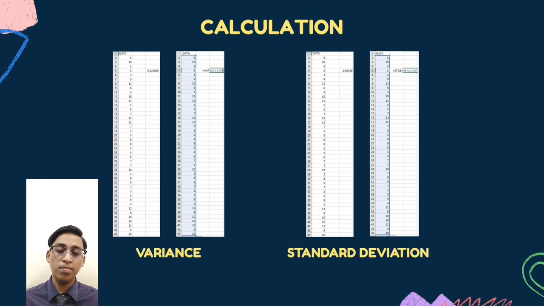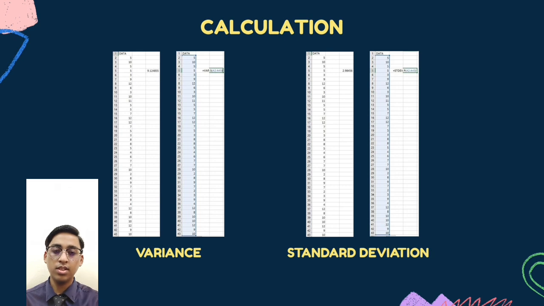For the variance, I put the equal symbol and then VAR.S, from the first cell to the last cell, which is A2 to A43, and just press enter, and the result was 9.12. Okay, it's showing that there is a moderate variation in the screen time data.